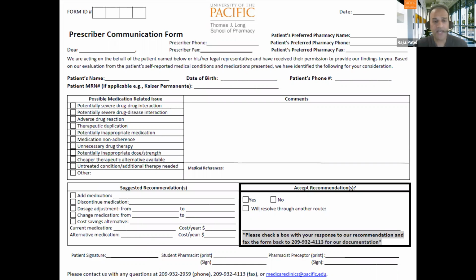It might be adding a med, discontinuing a med. There might be a cost-saving alternative, in which a different drug will achieve the same outcome, but at a reduced cost for the patient and therefore improve their adherence. And then we will type this up. This will get faxed to the provider. And then we also follow it up with a phone call within a couple of days to see if the prescriber has any questions and also to see whether our recommendation was adopted.